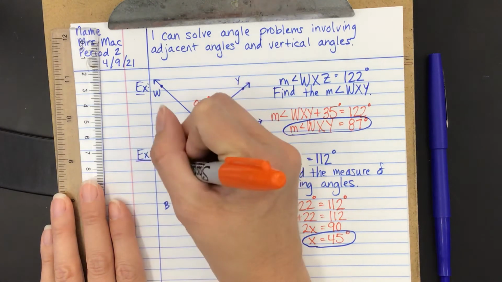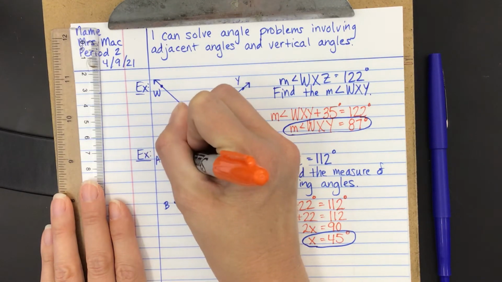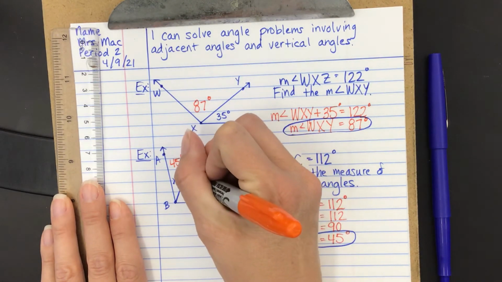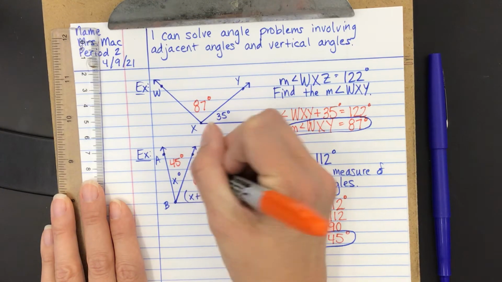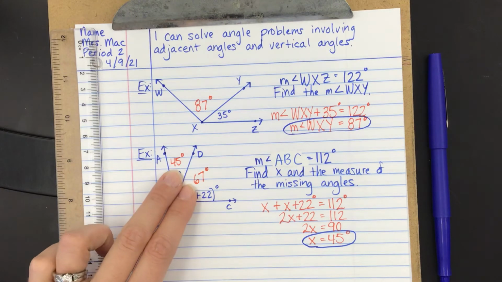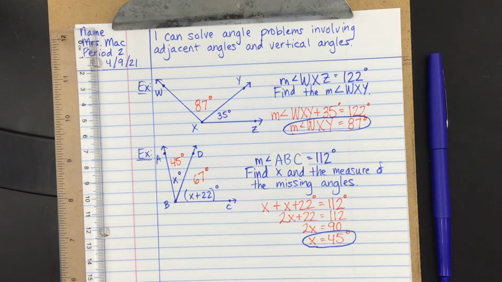So this first one is 45 degrees. The second one, 45 plus 22, is 67 degrees. And it's always good form to add those real quick in your head and make sure it adds up to 112.